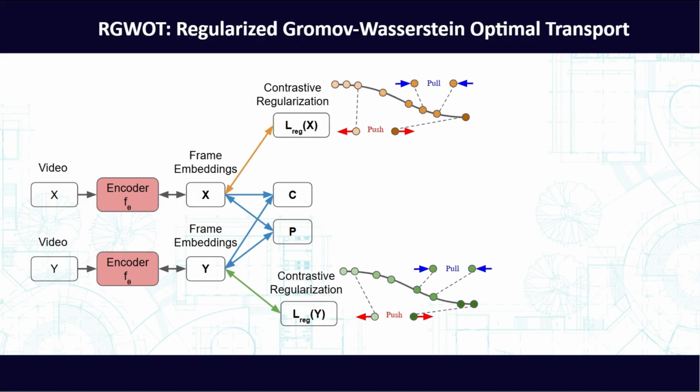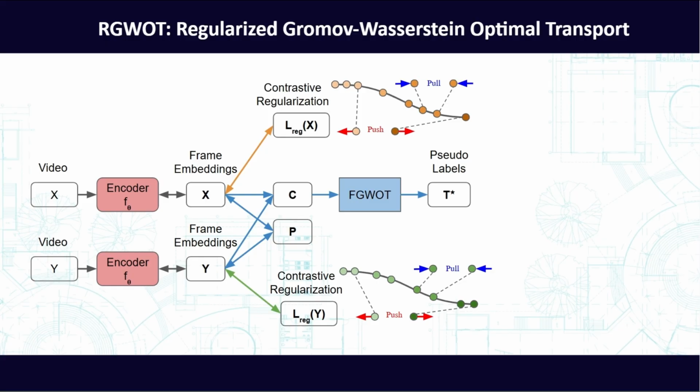Next, we compute the cost matrix C, which quantifies the visual differences between the embeddings of the two videos. This cost matrix is fed into the FGWOT, Fused Gromov-Wasserstein Optimal Transport module. FGWOT jointly considers feature similarity and temporal structure to compute an optimal alignment between the two videos. The output of FGWOT is an optimal transport matrix T star, which acts as a soft alignment between every frame of X and every frame of Y.